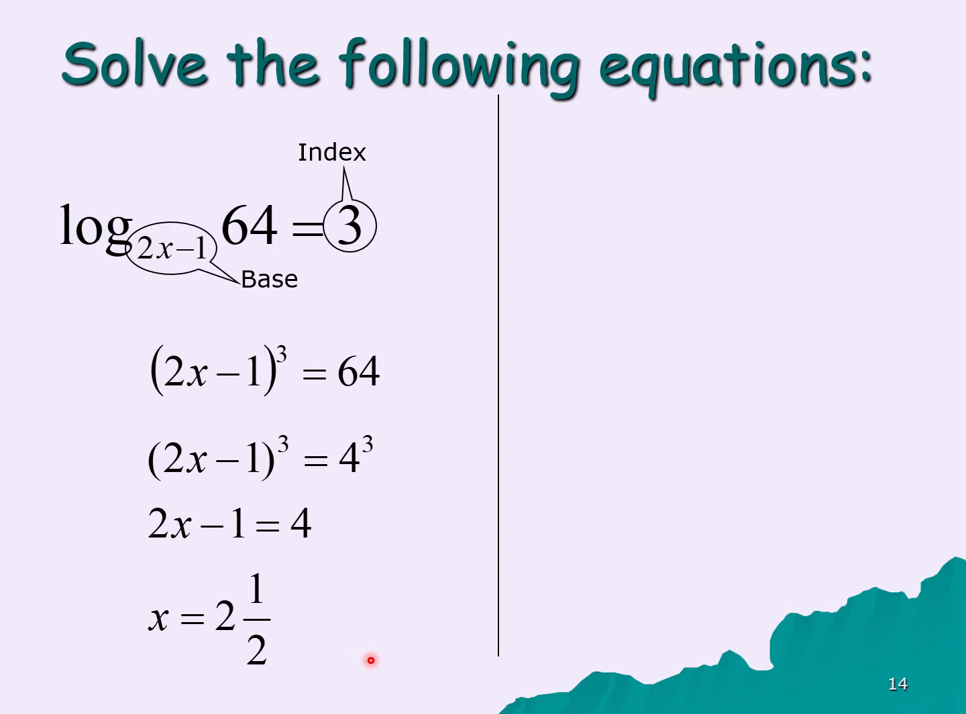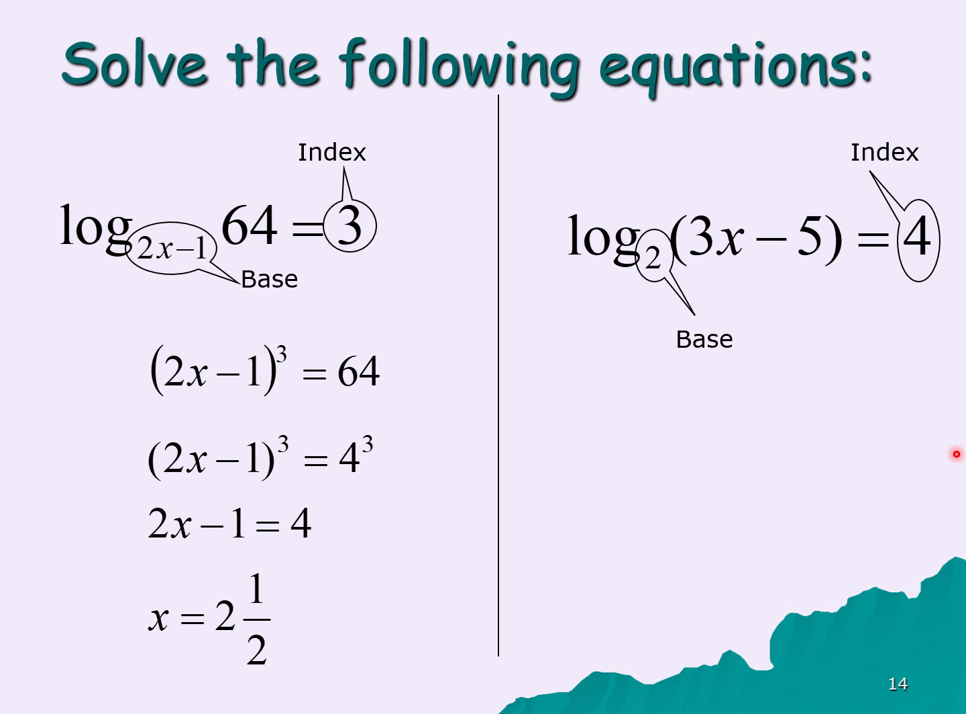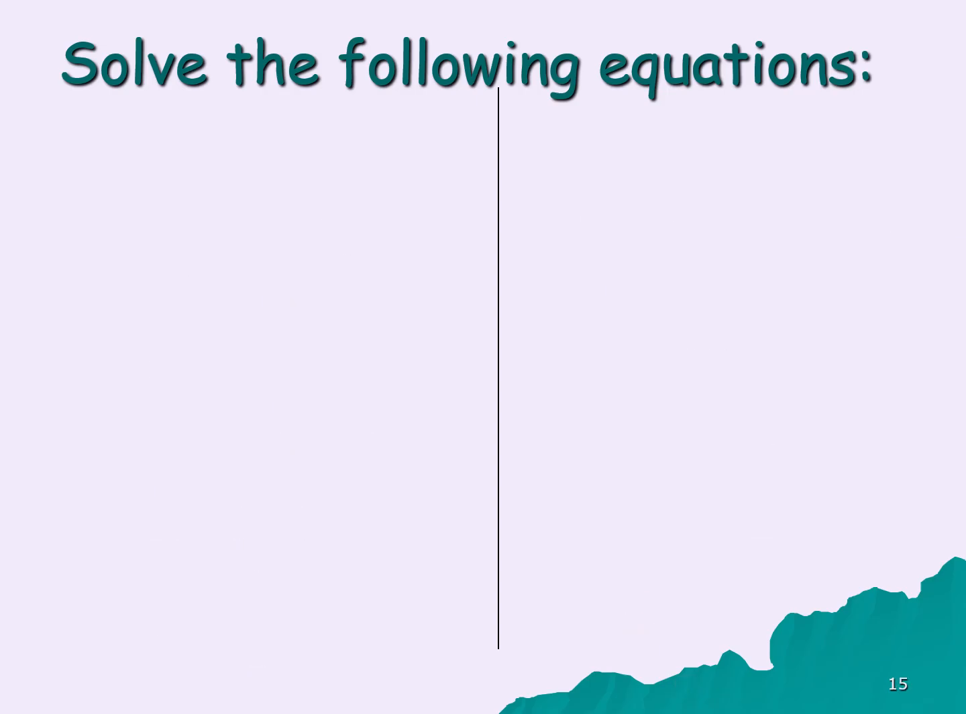Now let's take a look at another example. So again, I have this, all right? So I identify the base and the index. So therefore, index form will give me 2 to the power of 4 is equal to 3x minus 5. And when I solve this equation, I'm able to get x is equal to 7. So again, this can be easily done. Let's take a look at the last two equations.